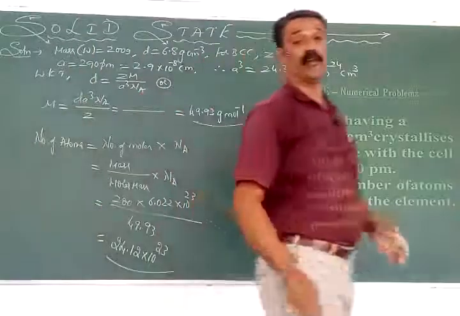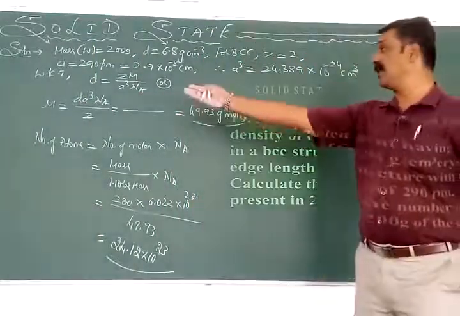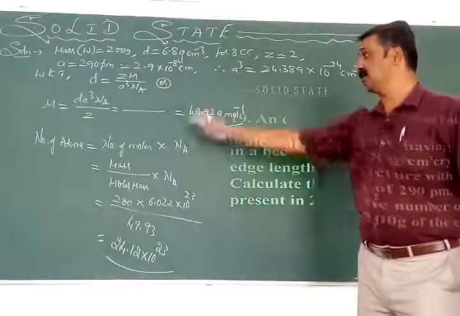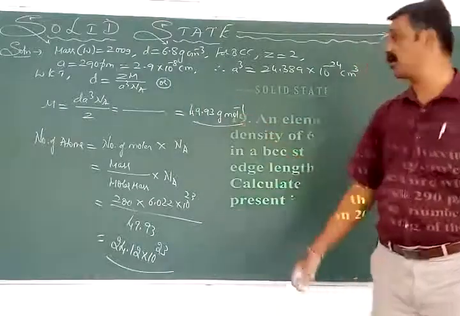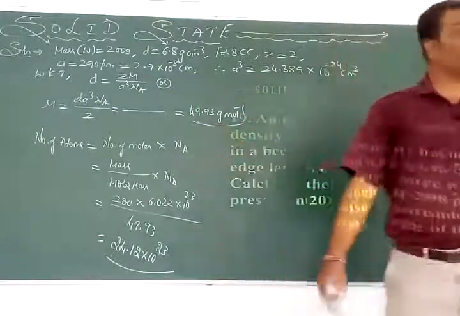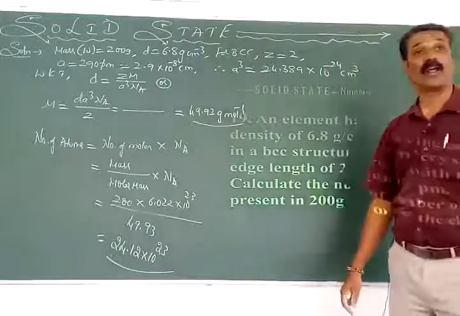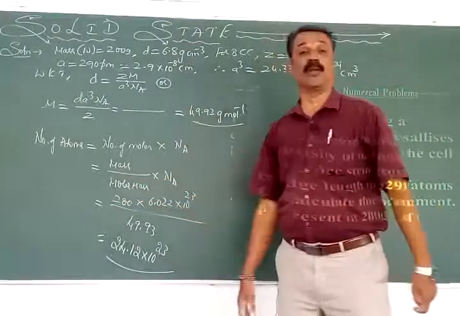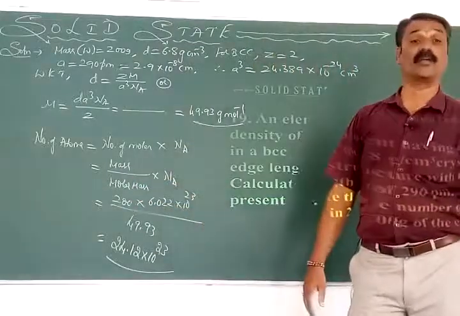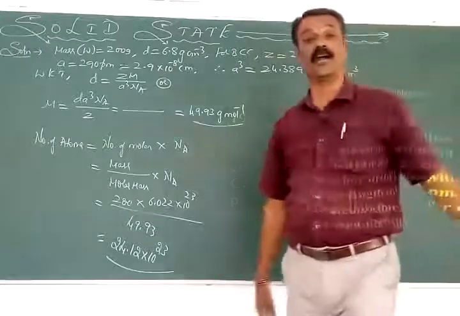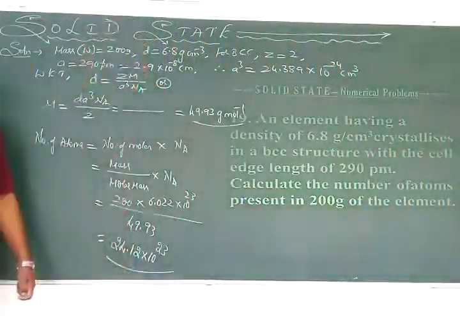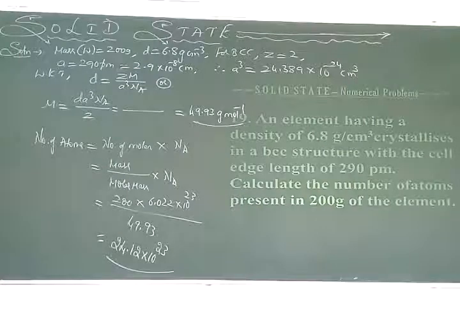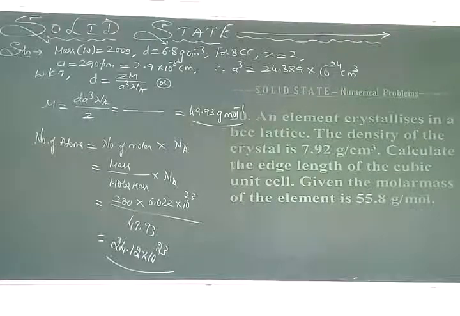Means first we have to calculate the molar mass. Molar mass is given by D A cube into Na divided by Z. Substituting and simplifying gives the molecular mass as 49.93. By knowing the molecular mass, what can we calculate? Number of moles, which is mass divided by molar mass. Then the number of atoms is number of moles into Avogadro number. Okay. So that is about the 19th. Now we will move on to the last numerical of solid state.